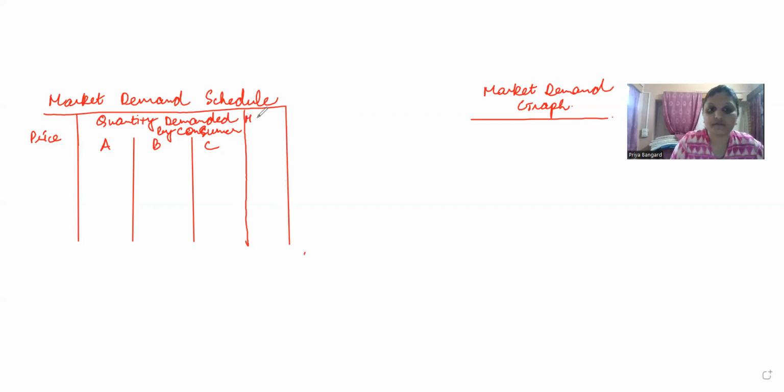Market demand. That is A plus B plus C. That is market demand. And price to hamesha rupees mein hoga. Ab ye baat to batane wali bachi nahi. So let's assume that price pehle 10 tha.